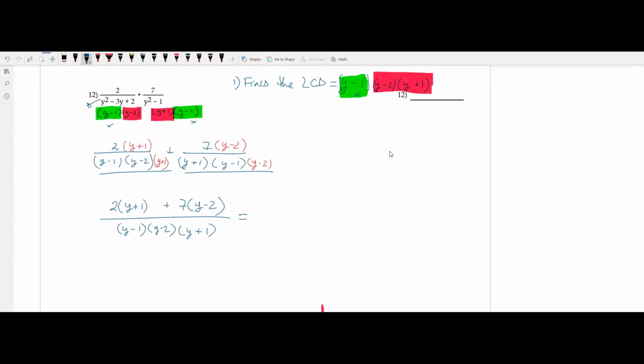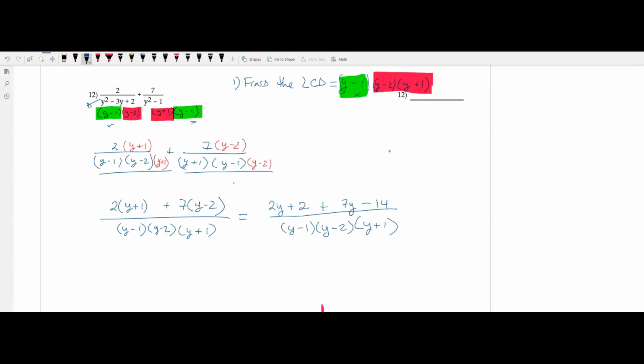All right. So now let's simplify. Right. So we have the 2 times y plus 2 times 1. So that's 2y plus 2, plus 7 times y, 7 times negative 2. That's 14y minus 14. Oh, sorry. Mistake here. 7y minus 14. Okay? Everything over y minus 1, y minus 2, and y plus 1.